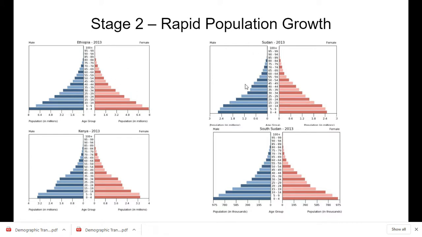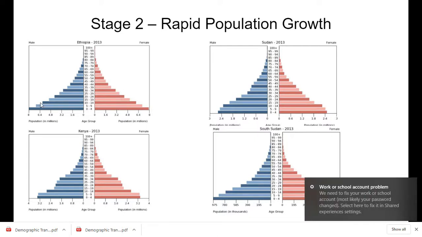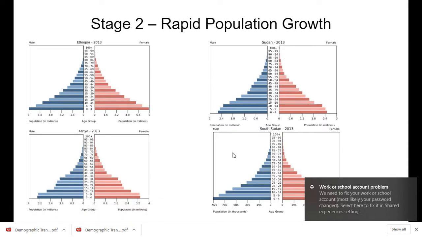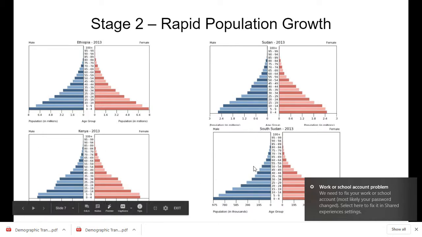Here's stage 2. And when I look at this, I can say, oh my goodness, where are all the adults? They have lots and lots of kids, but they don't seem to be living as long. These look like countries that don't have access to medical care. So examples are Ethiopia, Sudan, South Sudan, or Kenya. This could be because of disease, or it could also be because of war.